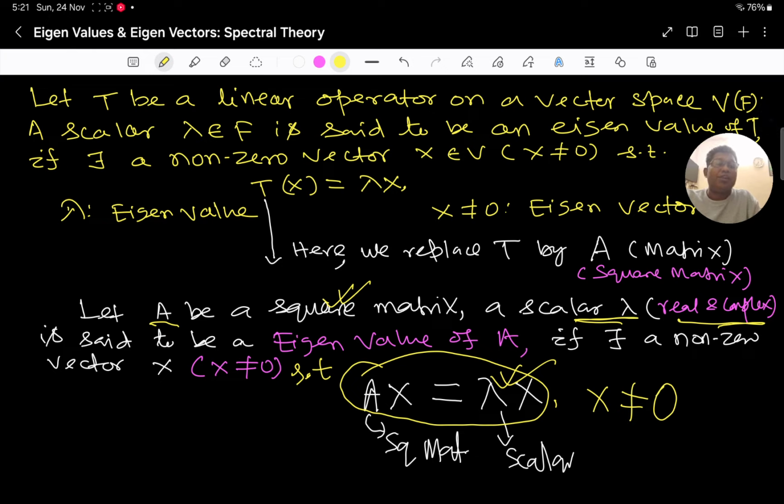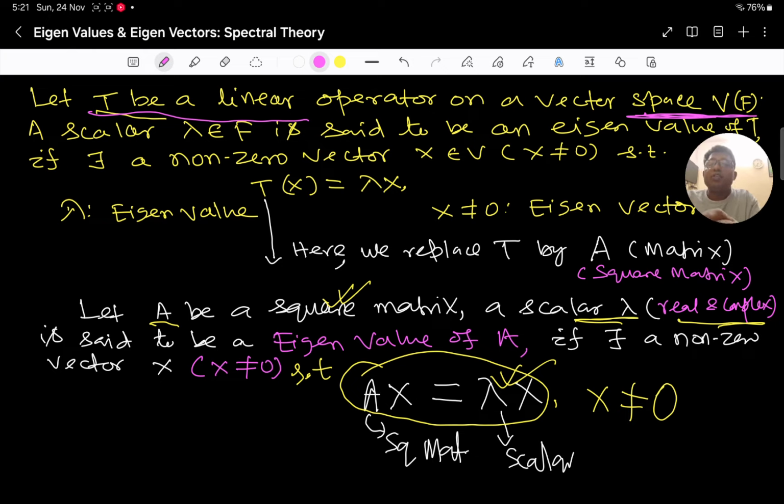Now the real definition in advanced mathematics: we see the definition of the eigenvalue problem in the sense of a linear operator. Let T be a linear operator on a vector space. There is already a lecture on vector space, where we define two compositions, an internal operation and an external operation, satisfying 10 properties. You can refer to my vector space lecture.